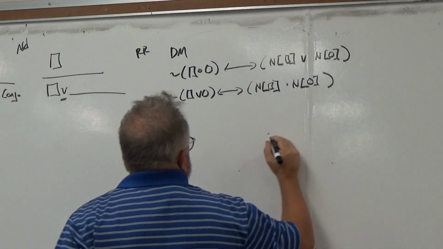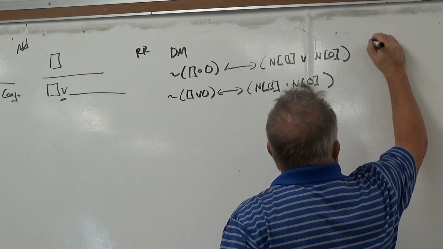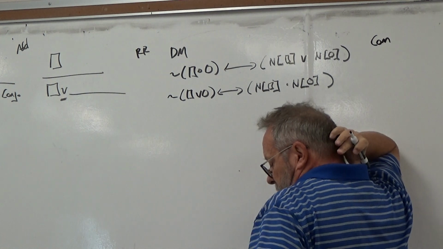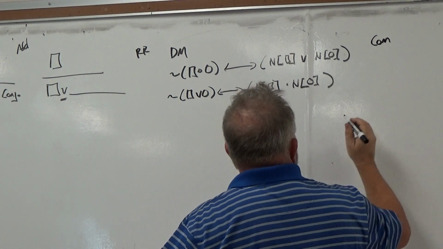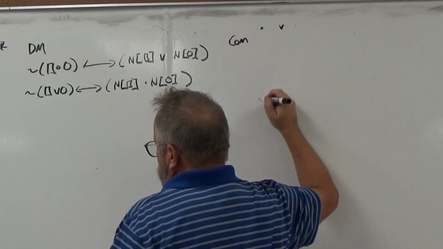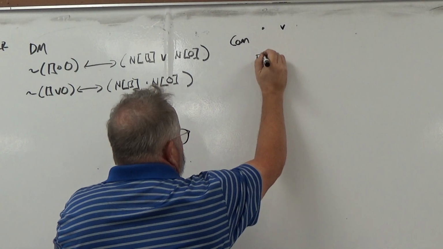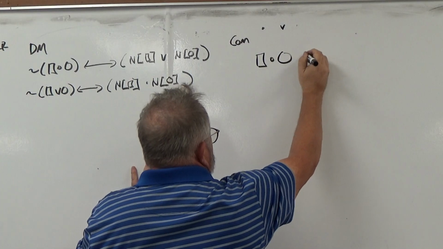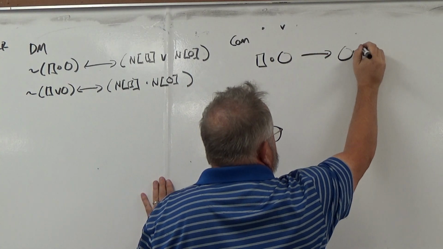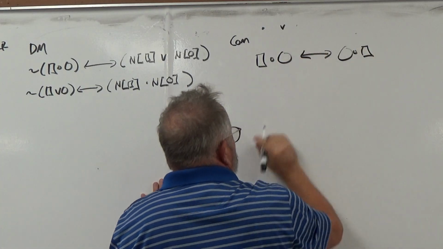Now this is a rule that we're talking about quite a bit because people have been cheating. And this applies only to conjunctions and disjunctions, okay? Suppose I have a box and circle. Well, guess what? I can replace that with circle and box, or vice versa.